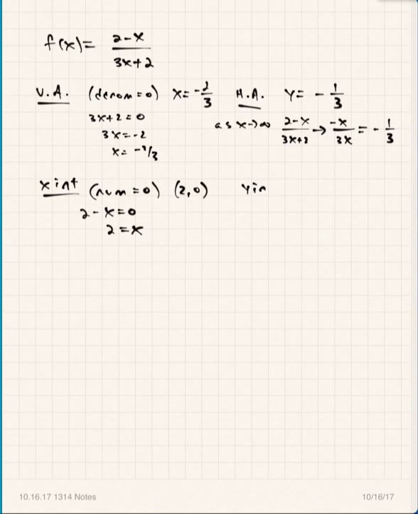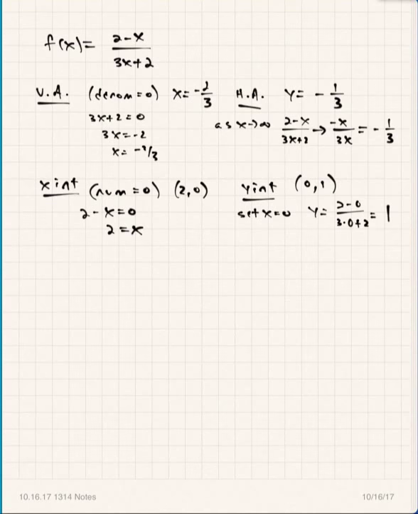And then the y-intercept, we go ahead and set x equals 0 in our equation. And so you get y equals 2 minus 0 over 3 times 0 plus 2. And so you get 1, right? 2 over 2, which is 1. So we have a y-intercept at 0, 1.